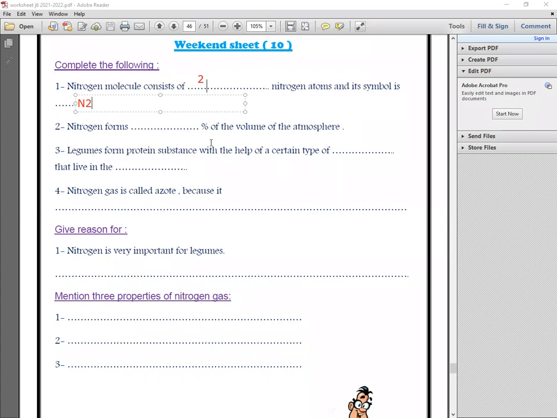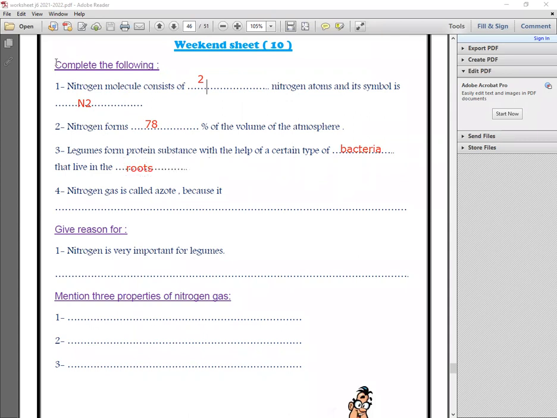Nitrogen forms what percentage of the volume of the atmospheric air? Nitrogen represents 78% of the volume of the atmosphere. Number 3, the legumes form protein substances with the help of a certain type of what? With the help of a certain type of bacteria, which is called the nodular bacteria, that live in their roots.